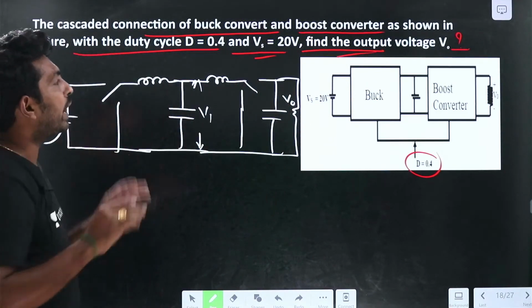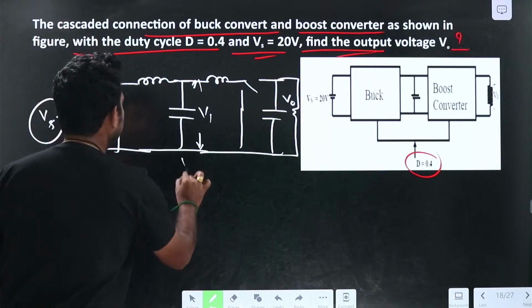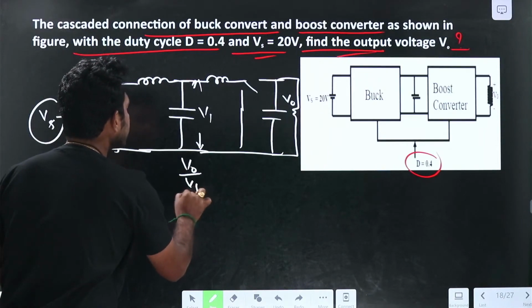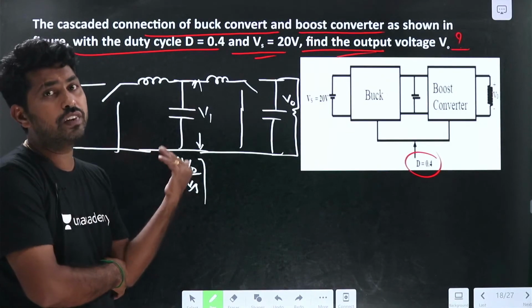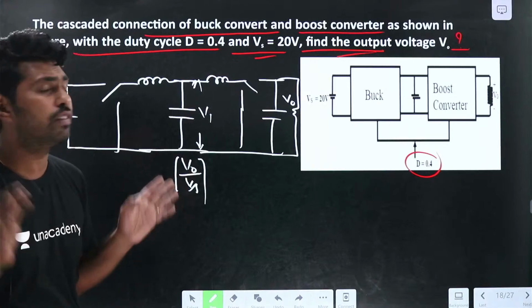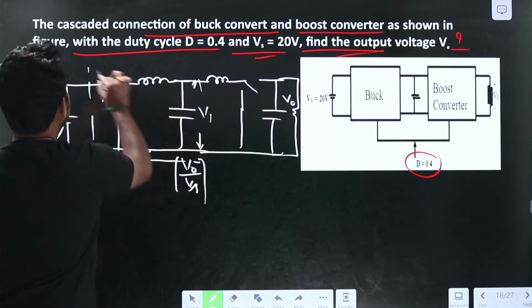So what we have to find? We need to find the output voltage, so V0 by Vs we need to find. If I know the V0 by Vs value, the gain value, I can find V0 easily. How can I find it? Let us see. For example, if I find the gain of this converter.